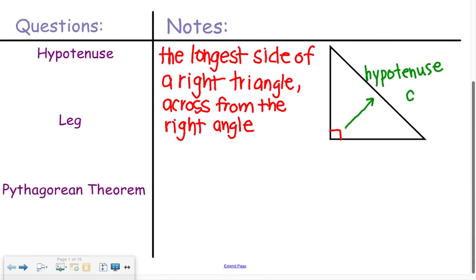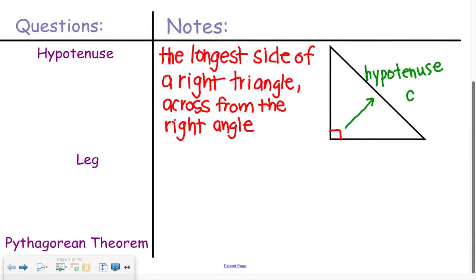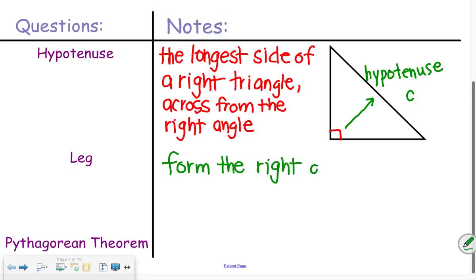The legs of a right triangle form the right angle. So what forms my right angle is this leg and this leg. And our legs are labeled A and B. It does not matter which one is A and which one is B.